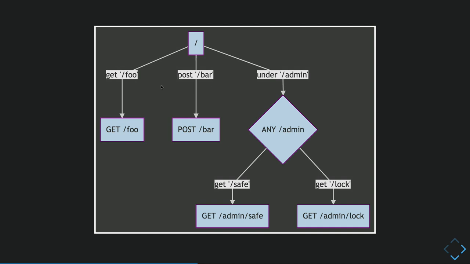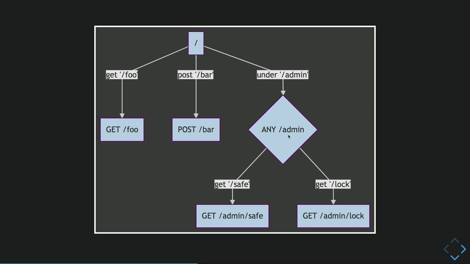So here we've created git/foo, post/bar, and under/admin. And this route will handle if it gets a git request or a post request to these. This one doesn't sort of handle it. It just creates this inner node. So if I get /admin/safe, it can route down this way and route down this way. And of course, there could be conditions here that could say, oh, you're not permitted to come this way. But that's how this works.